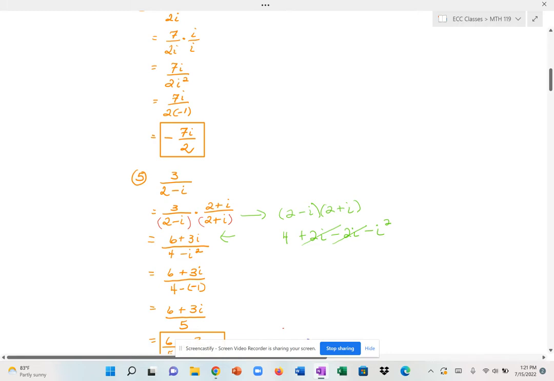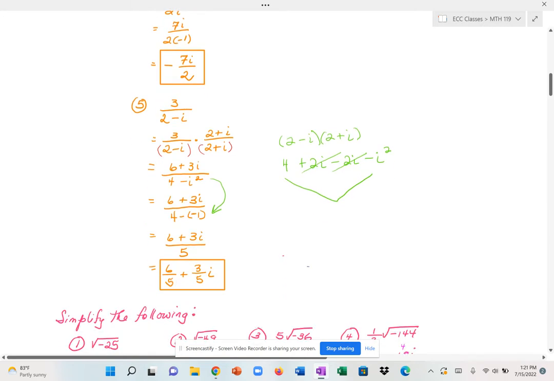So when you multiply conjugates, you really just get first minus last, which is what you see here, 4 minus I squared. But there's that I squared again. And I squared is equal to -1. So I made that replacement. So that leaves me with a 5 in the denominator.